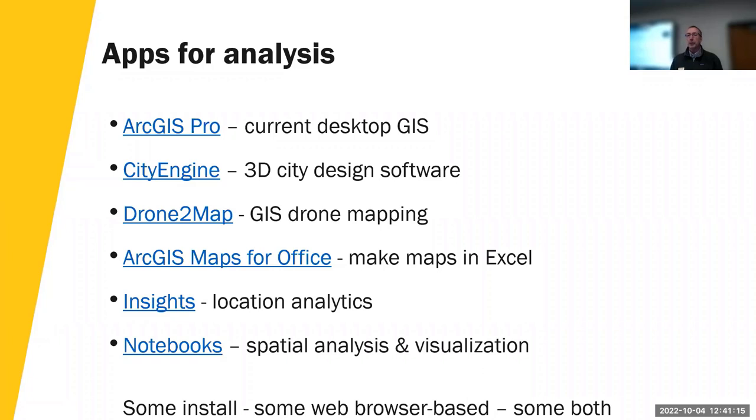Other popular ones: CityEngine, 3D design software. We just got access to an app called Drone to Map within the last two months, so if you're doing any drone work, that might be something you take a look at. ArcGIS Maps for Office is an Excel add-in, so if you like working in Excel and you have some data, latitude, longitude, and you want to make a map in Excel, that's available. Insights is a web-based application that's a lot like Qualtrics, if you're familiar with that, for doing analytics on a lot of data. Notebooks are also available if you're a Python person. If you've used Jupyter Notebooks, that's available out there as well.